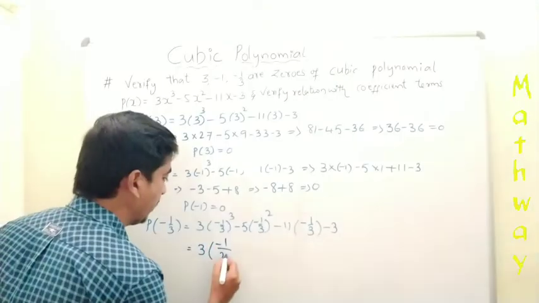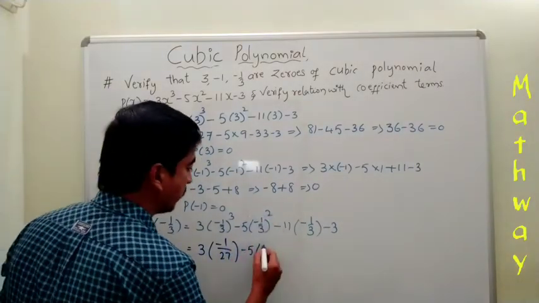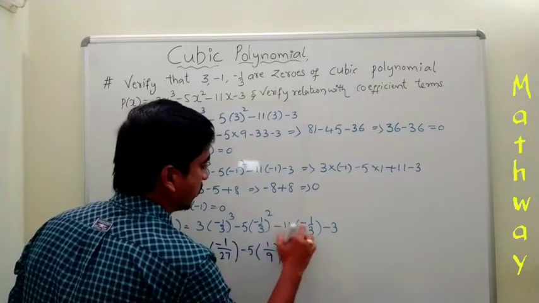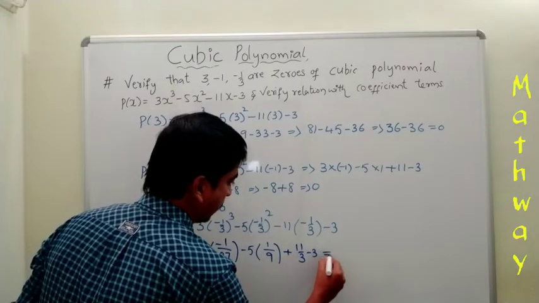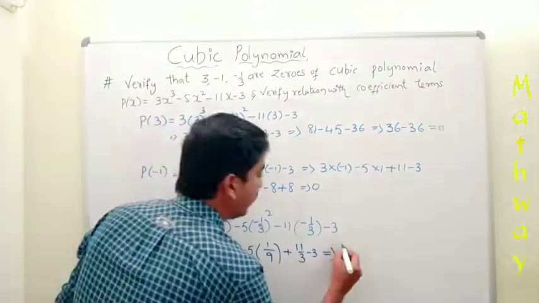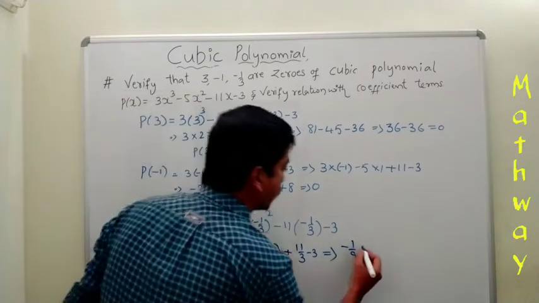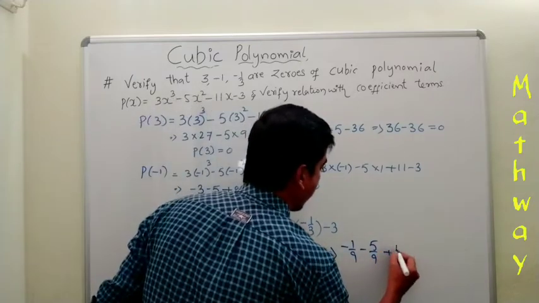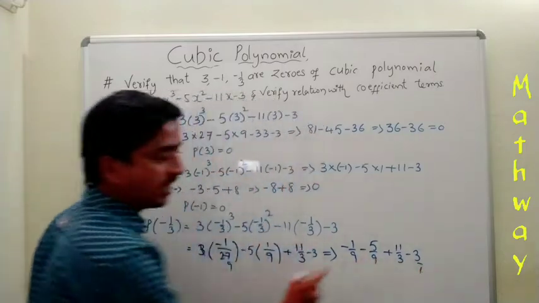3 cube value is 27. Minus 5 of minus 1 square, that is plus 1, 3 square is 9. Minus into minus is plus 11 by 3, minus 3. So here 3 ones are 3, and 3 nines will get cancelled. Then we get minus 1 by 9, minus 5 into 1 by 9, that is minus 5 by 9, plus 11 by 3, minus 3. So now here we can take 9 as the LCM.